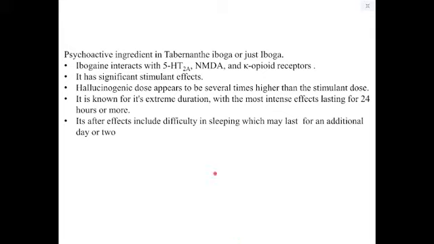Then you have also the ibogaine is naturally occurring. Again, so we have these psychoactive ingredients in Tabernanthe iboga, or just iboga. Ibogaine interacts with the 5-HT, NMDA, and the K-opioid receptors. So again, it's not very, very specific, and that's why these drugs also are responsible for a lot of toxicity, because they are not specific for one.